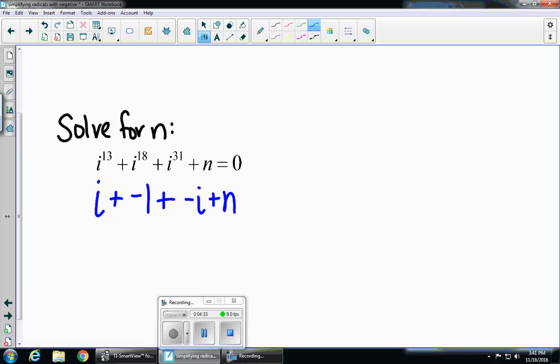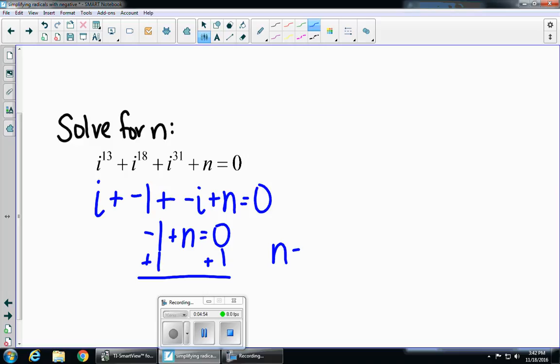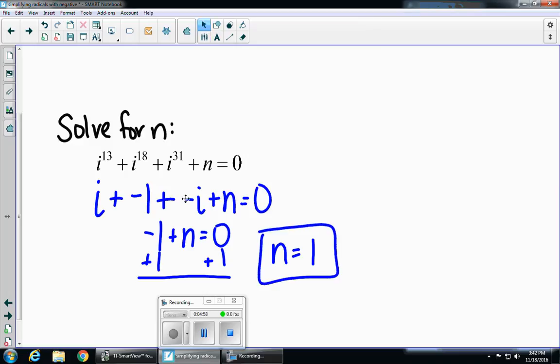So when you have all these separate pieces with powers of i, you have to put each piece in separately to iPart. And now I just need to do a little bit of solving or combining like terms. i minus i is going to cancel out, so I'm left with negative 1 plus n equals 0. So if I add 1 to both sides, I'm going to get n equals 1. So remember, simplifying powers of i becomes very easy in our calculator. Math, go to the right, choose choice 3, iPart.